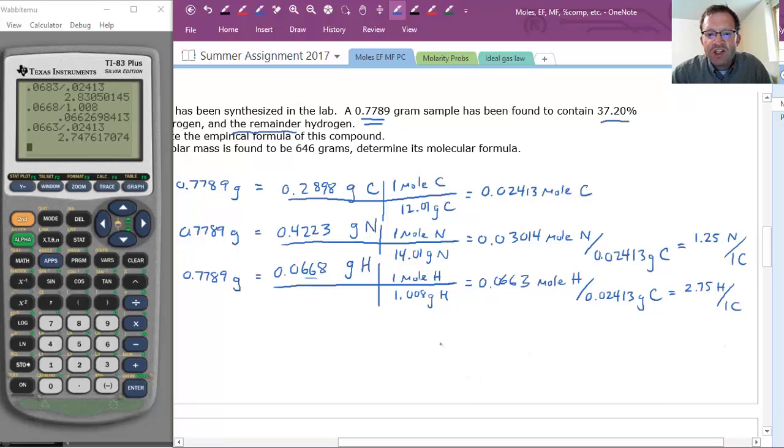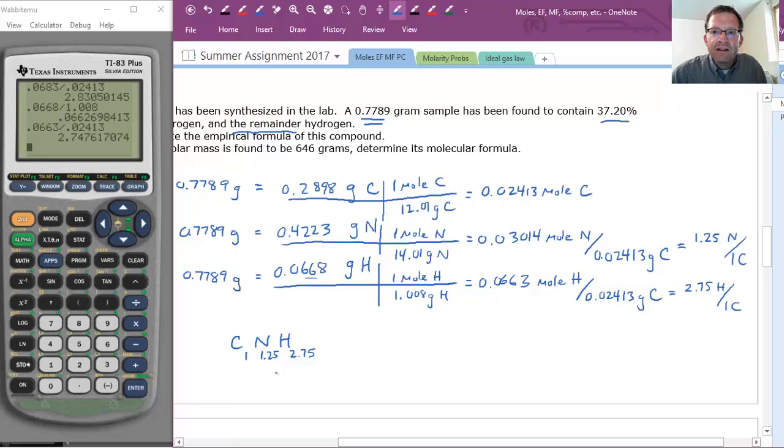We can't write a ratio like this. Now I want to just show you what I mean. We've got carbon, we've got nitrogen, and we've got hydrogen here. C, N, and H. And we've got ratios of 1.25 nitrogens and 2.75 hydrogens for every 1 carbon. That's a ridiculous looking formula. You can't have that, right? We can't have fractions in our subscripts because you can't have 1.25 nitrogen atoms. That's impossible. So what do we do to fix this?